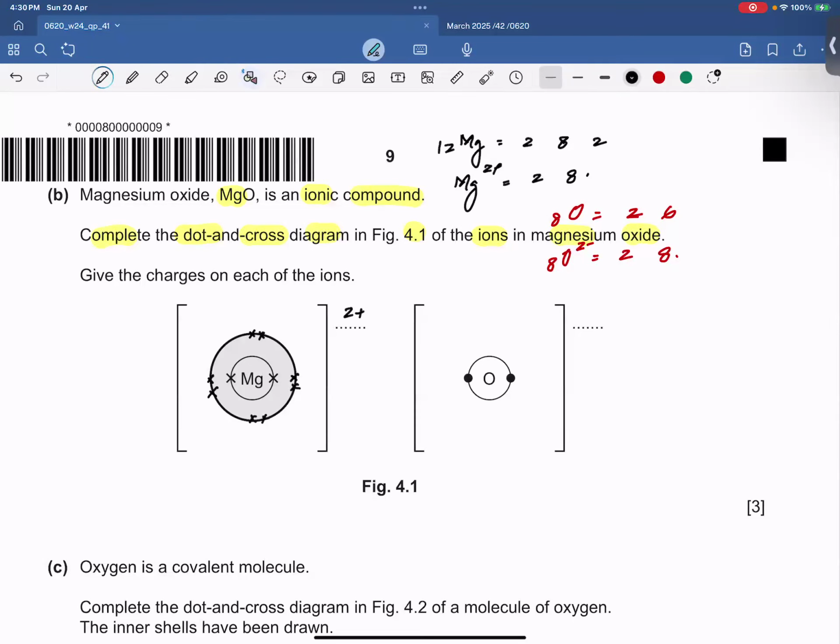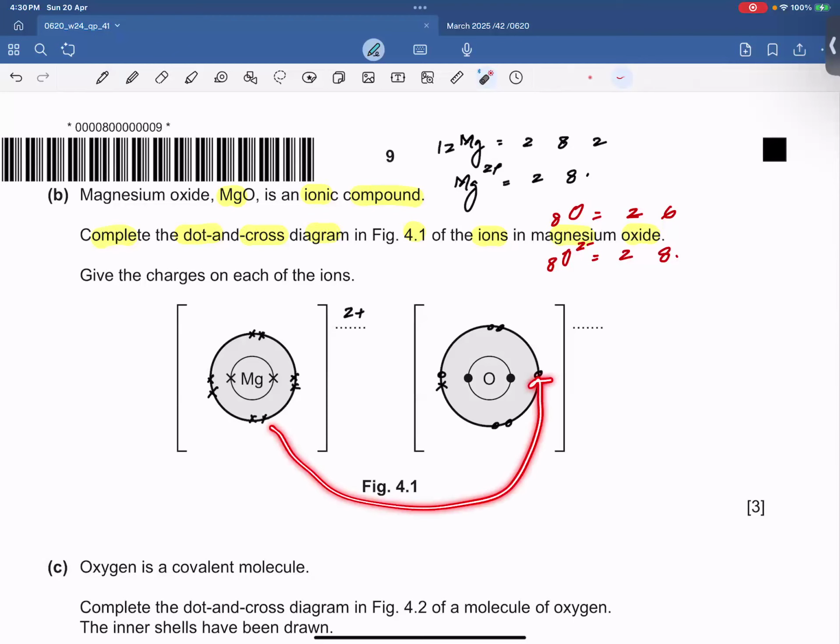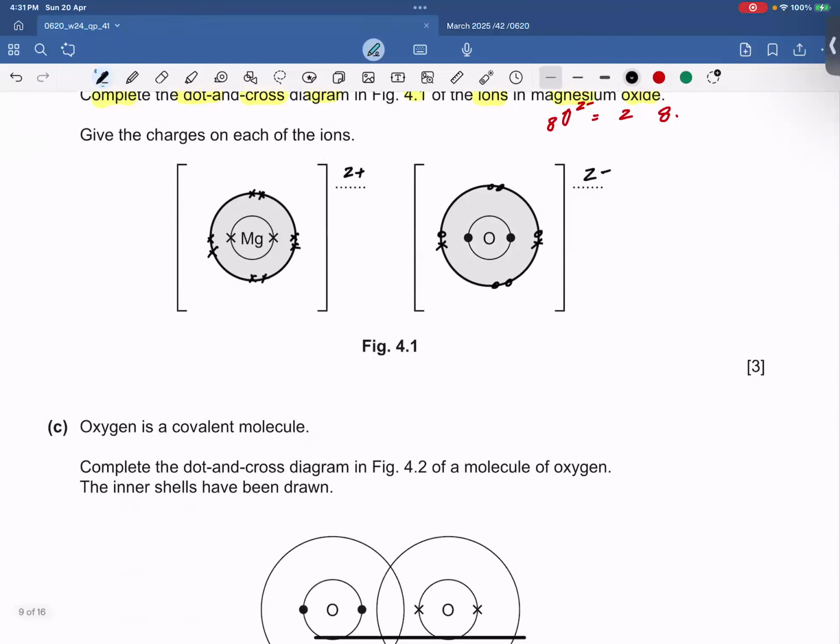And oxygen, we will show the second shell. It has total 6 electrons. 1, 2, 3, 4, 5, 6. One electron of magnesium will be gained here. The second electron of magnesium will be gained here. Since oxygen gains 2 electrons in its valence shell, it has 2 minus charge.